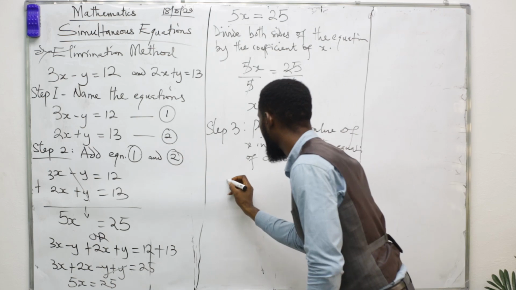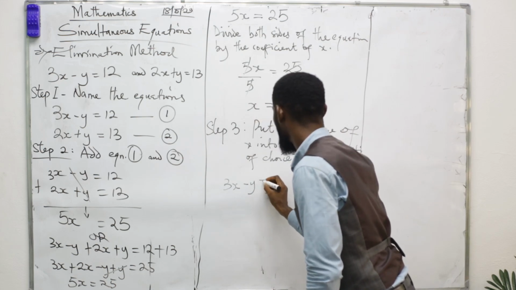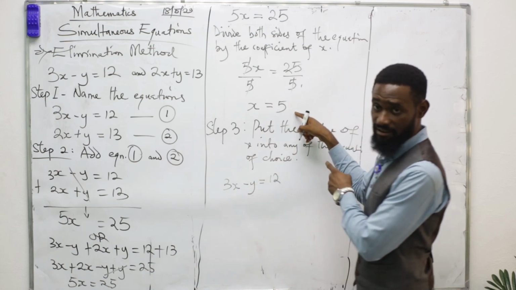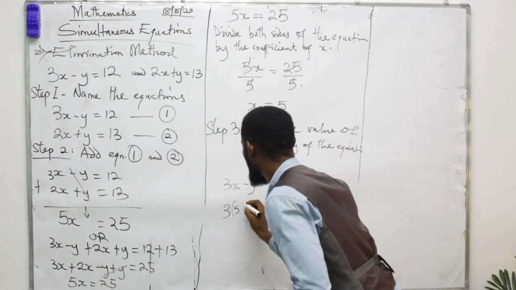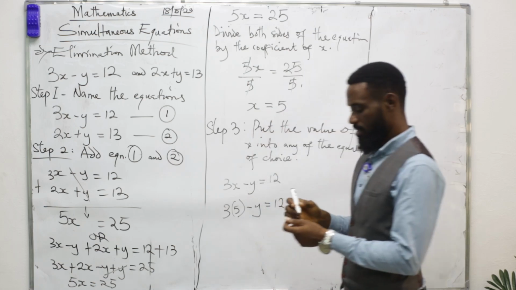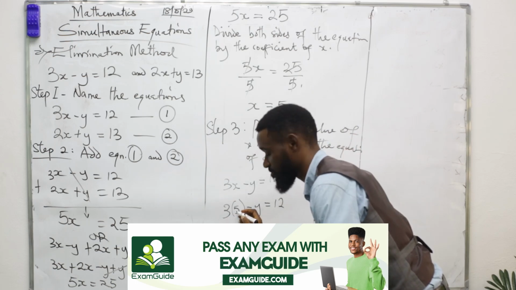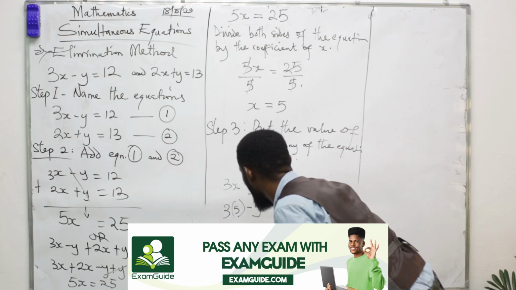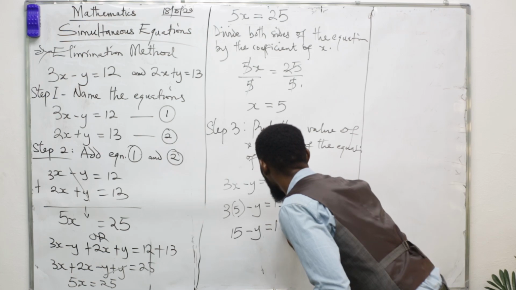So we have 3x minus y is equal to 12. Wherever you have x, you put 5, which is the value there. Which means 3 into 5 minus y is equal to 12. I think that is clear right now. So 3 times 5, which is what this means by distributive law. So 3 times 5 is 15, minus y is equal to 12.